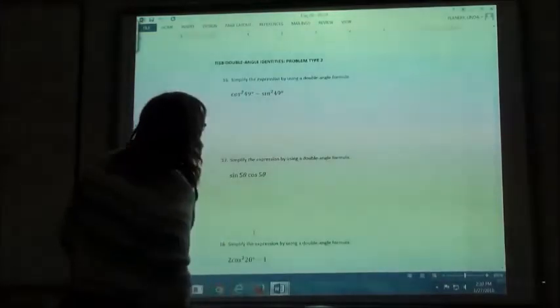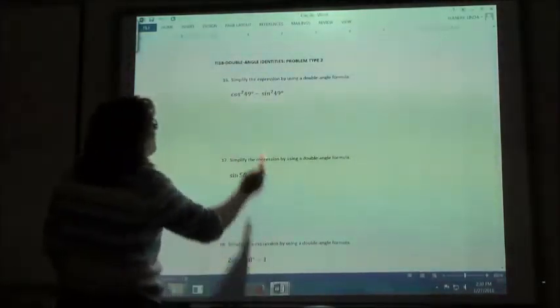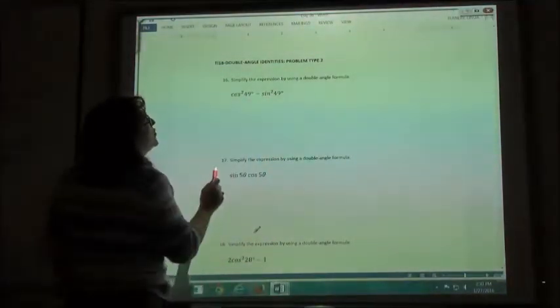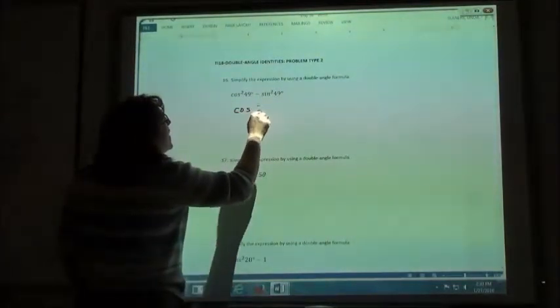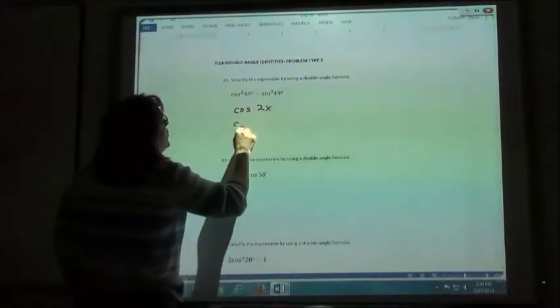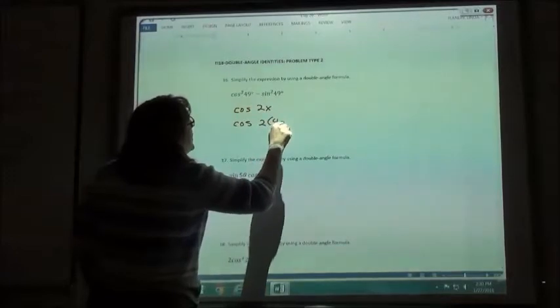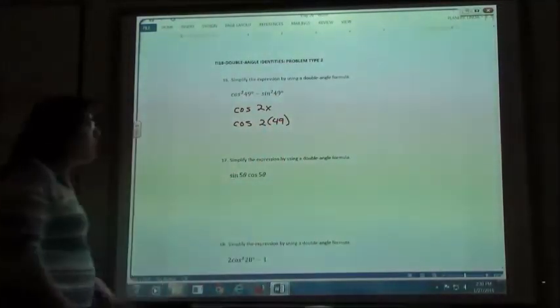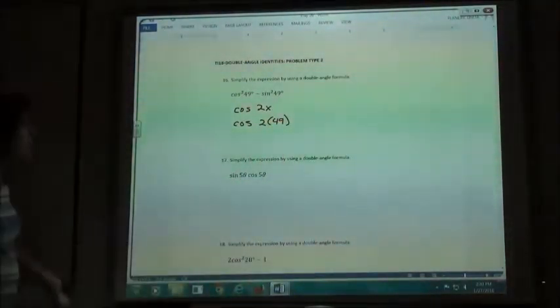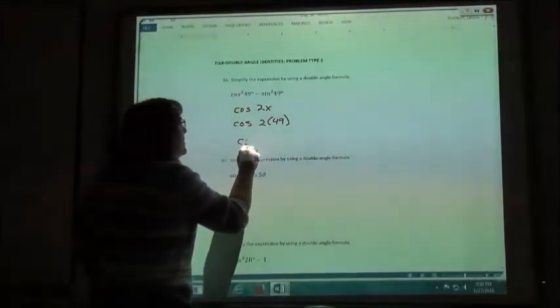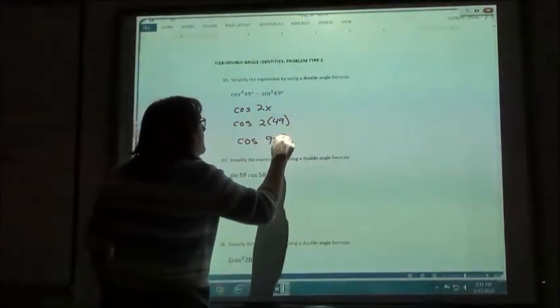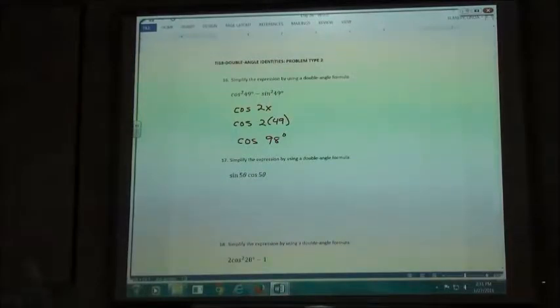And so if I pop back over here, we have cosine squared minus sine squared. So we know that's the cosine of 2x. So I'm going to do the cosine of 2 times 49 degrees. And so if I go ahead and multiply 2 times 49, I get 98. And so I get the cosine of 98 degrees. And that's all I'm going to do with that.